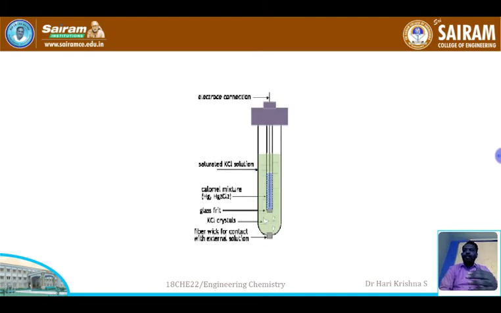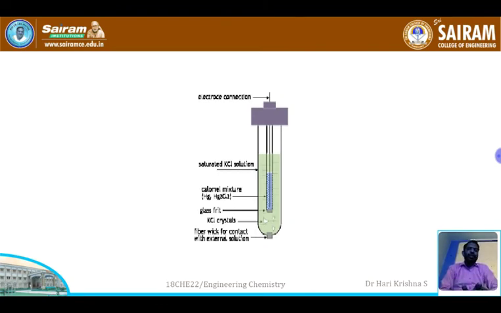So above the mercury, we are going to place a paste of mercury and mercurous chloride. The platinum metal is dipped in mercury and is connected with copper wire for external connection. The entire glass tube is filled with KCl solution of known concentration. This is the construction of the Calomel electrode.